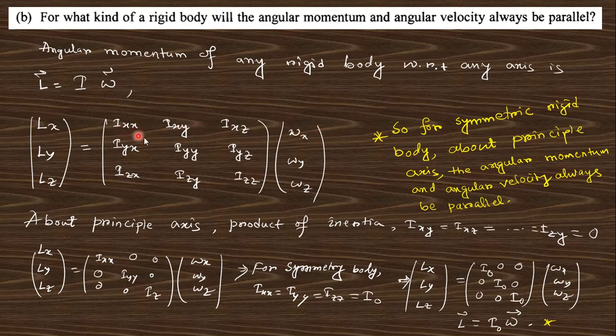This can be possible in the case of the symmetric body, where the principal moments of inertia are present and the product of inertia terms are absent. So in the case of a symmetric rigid body, about the principal axis, the angular momentum and angular velocity will always be parallel. Clear? Go to the next one.